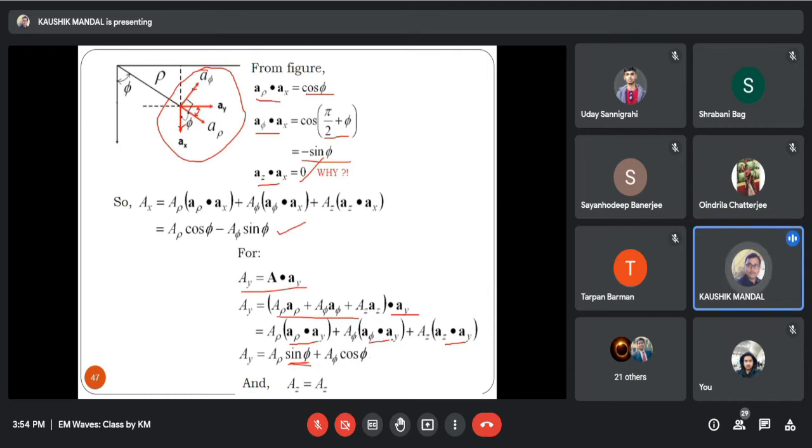Next, A phi dot AY. Where is A phi? This is A phi dot AY. This angle is also phi, so it will be cos phi. And AZ dot A phi, obviously it will be 0. Clear?